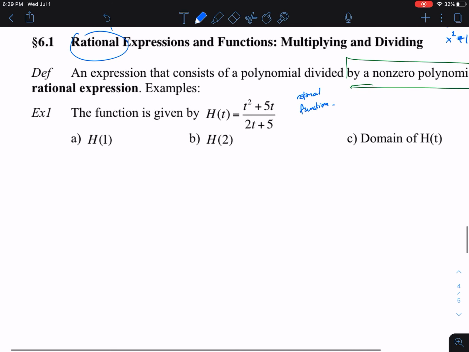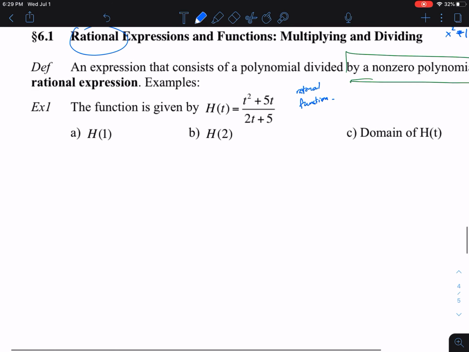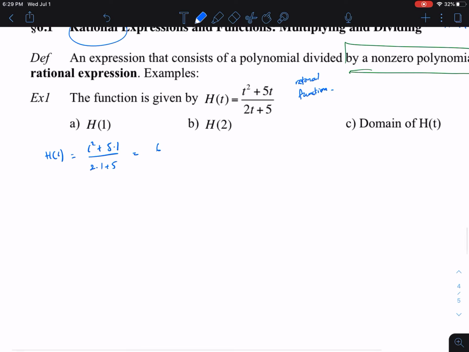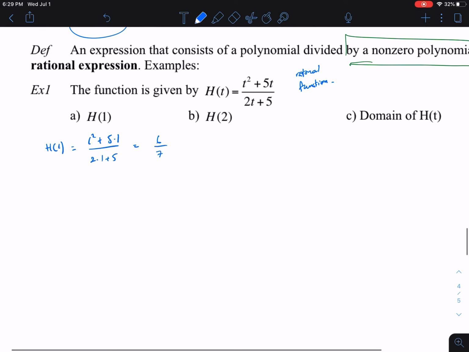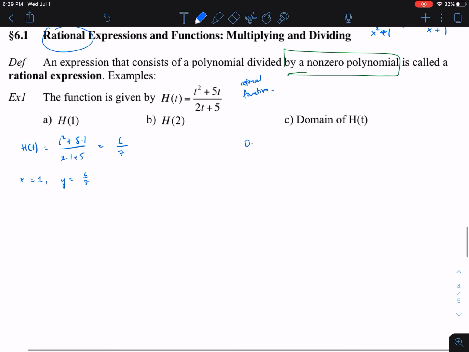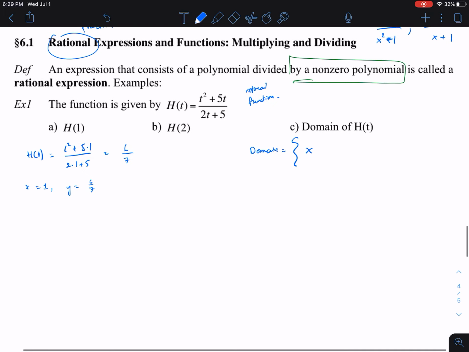And we're asked to find what the value of the function is when t is 1. So all we do is plug in the 1 for t. So 1 squared plus 5 times 1 over 2 times 1 plus 1, and that gave us 6 over 3. So this is saying that when t is 1, the output is defined, so that means 1 is part of the domain. If we're going to find the domain for this function, we're looking for all the possible inputs that we can use, such that we guarantee the output.